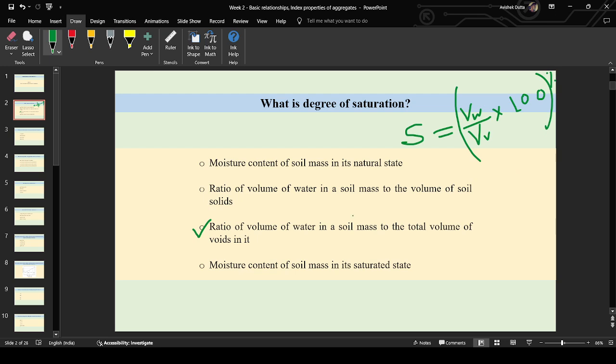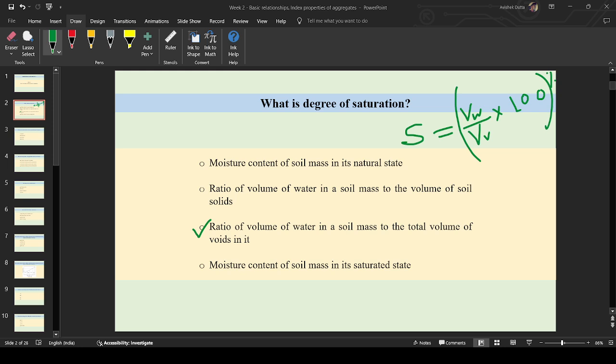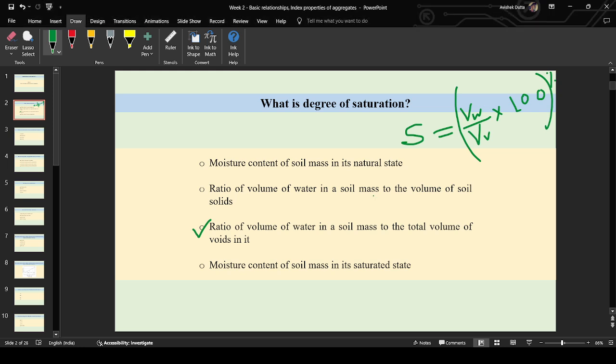Okay. So the ratio of volume of water in a soil mass to the total volume of voids in it. Yes, I'm giving the answers. I have started the solutions. So the first question, the answer is option 3, ratio of volume of water in a soil mass to the total volume of voids in it.